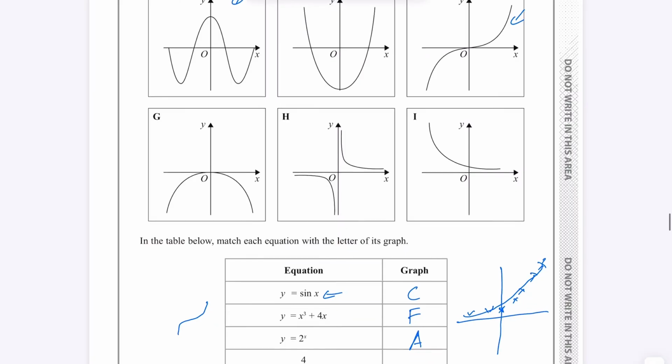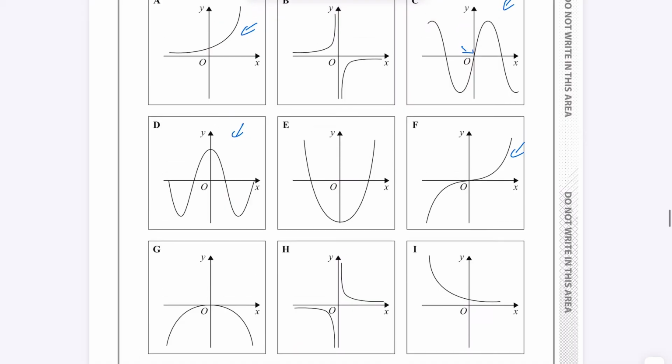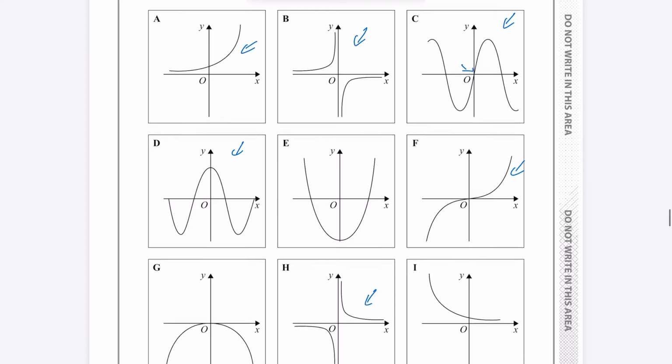And then finally, what is 4 over x? Now, you can't divide something by 0. So that means x can't be 0, so the graph can't cross the axis. So which of these graphs don't cross the axis? Well, that's going to be this one here and that one there. So now you've narrowed it down straight away to 2 possible answers. In this case, it's positive, so it's going to be H.